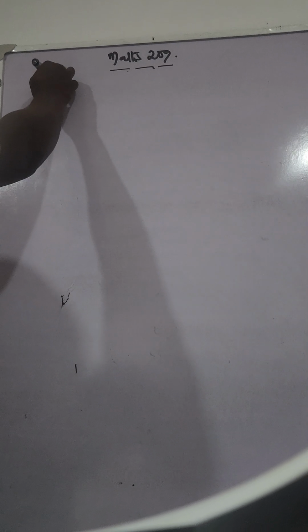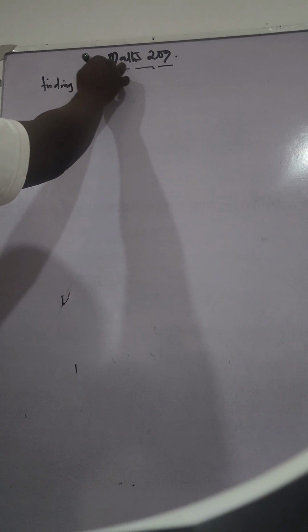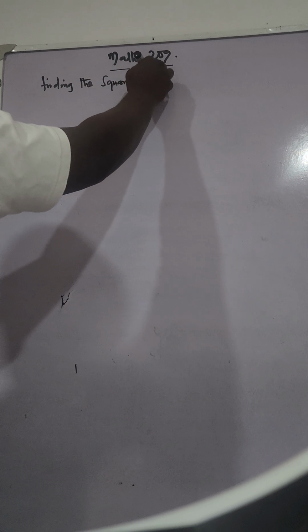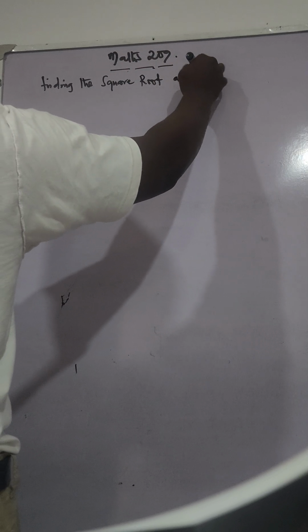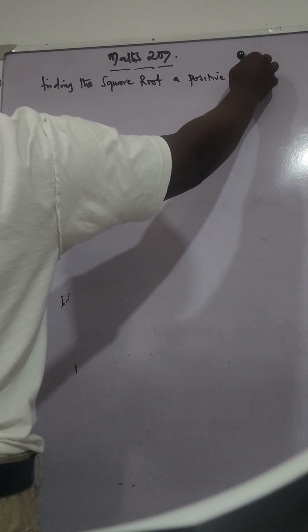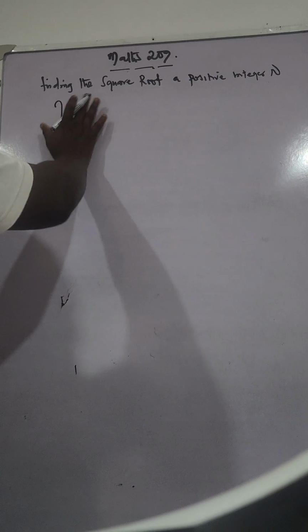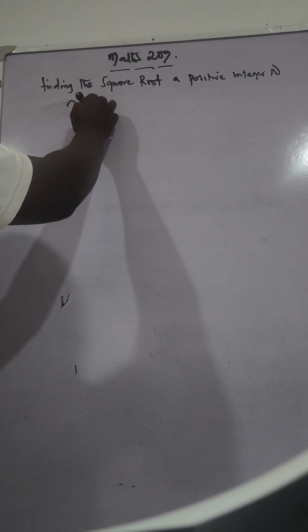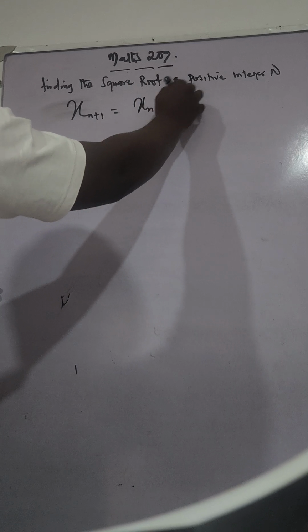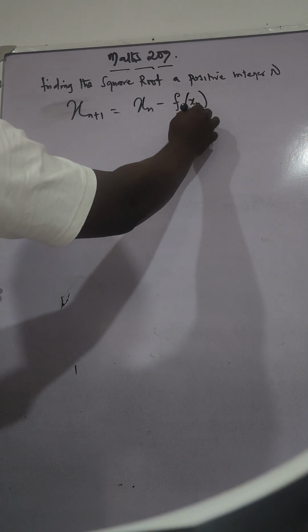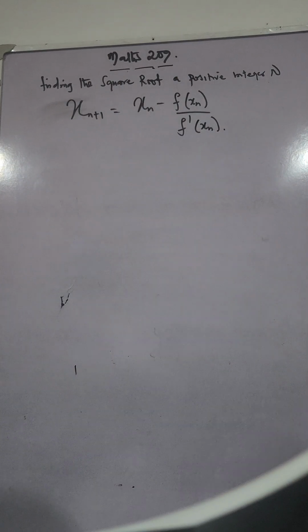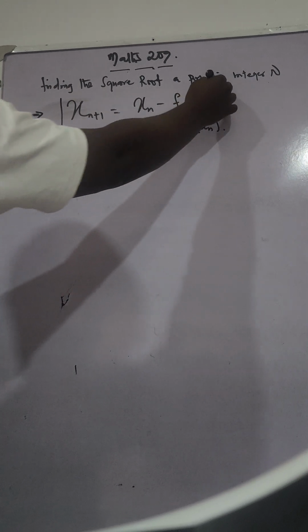Now, having said all of these things, I discovered that some of you make mistakes in the Newton-Raphson when we say finding the square root of a positive integer n. Many of you make a lot of mistakes here. Now, remember that Raphson's law states that x n plus 1 is equal to x n minus f of x n all over f prime of x n. Is that clear? This is Raphson's law.